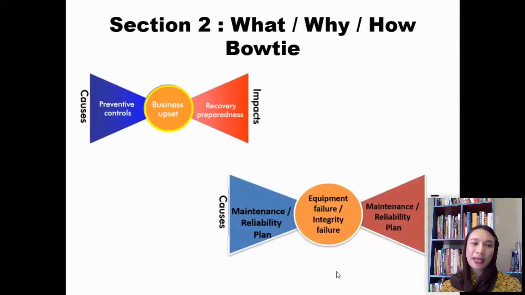And actually bowtie is widely used. In Malaysia we're using this in oil and gas, but basically in other countries it has been used in other industries like aviation, health, defense, and many others. So actually you can use bowtie for business upset, and I'm trying to introduce it for equipment failure and also integrity failure.